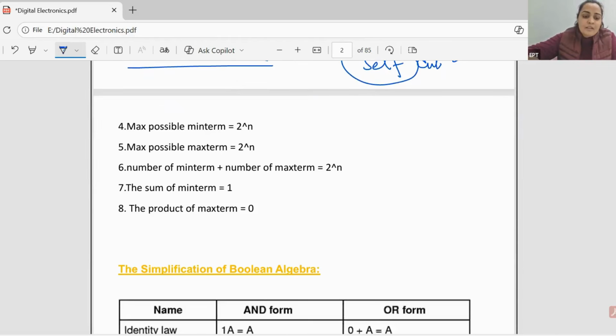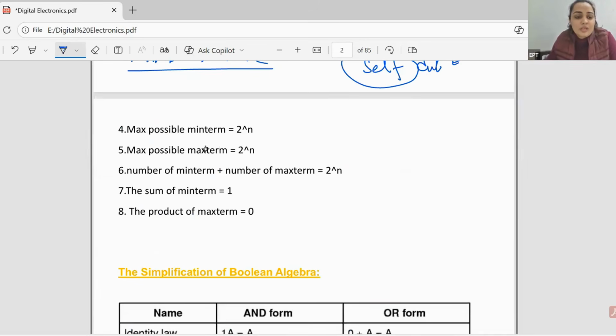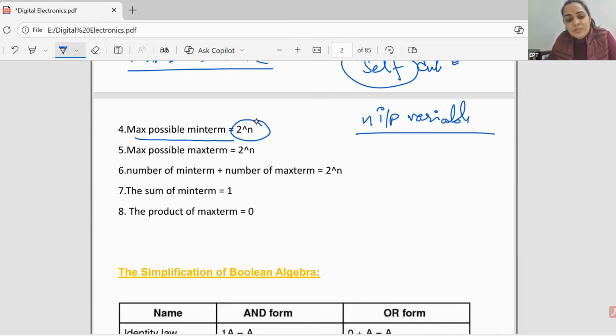Okay, now next is min terms. If you have n input variables, the possible number of min terms is 2 raised to power n only, right? Because if you have n input variables, how many input combinations are possible? 2 raised to power n only. So for those input combinations, you will have 2 raised to power n possible values of min terms, right?